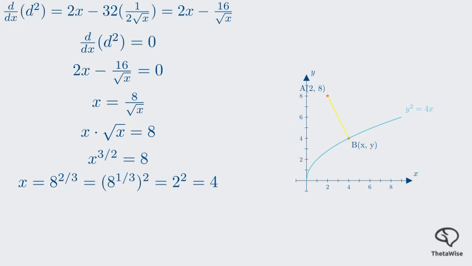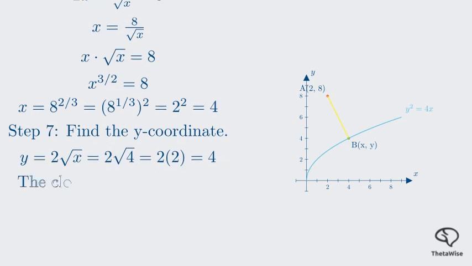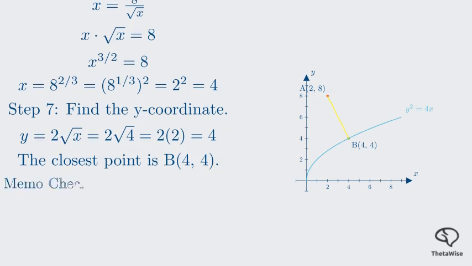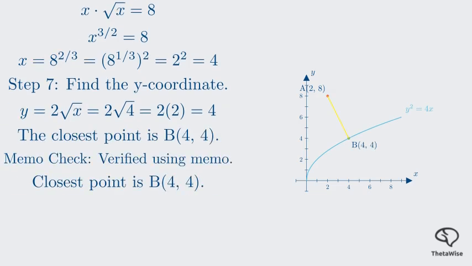The cube root of 8 is 2, and 2 squared is 4. So x equals 4. Now we find the y-coordinate using our constraint. y equals 2 times root x, which is 2 times root 4, or 4. So the point on the parabola y squared equals 4x that is closest to (2, 8) is the point (4, 4). The memo confirms this result.